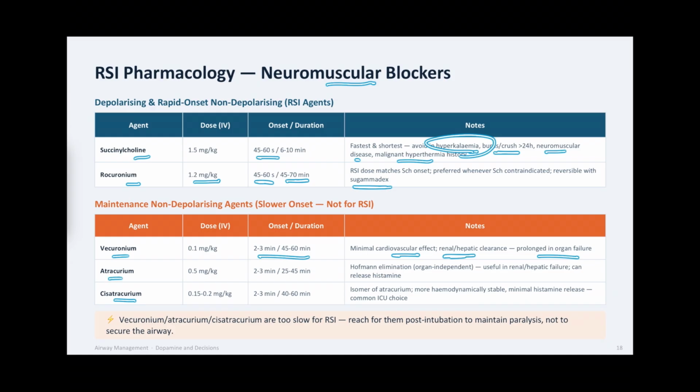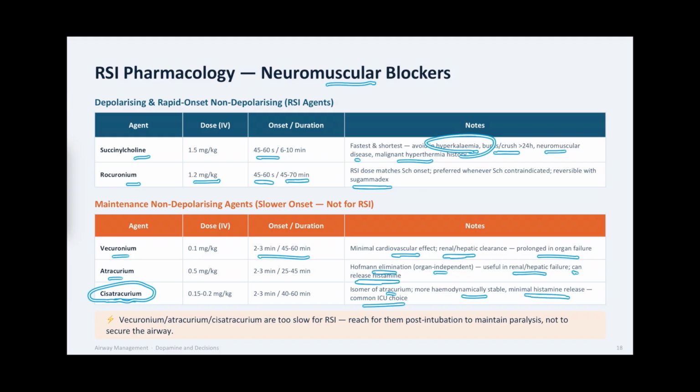Whereas when it comes to atracurium, it eliminates through Hofmann elimination. This is organ independent. That is the reason why it is used in renal or hepatic failure patients. But one risk is that it can release histamine. So this is the reason why another drug has come into the market, that is cisatracurium. This is an isomer of atracurium. It is more hemodynamically stable and it causes minimal histamine release.